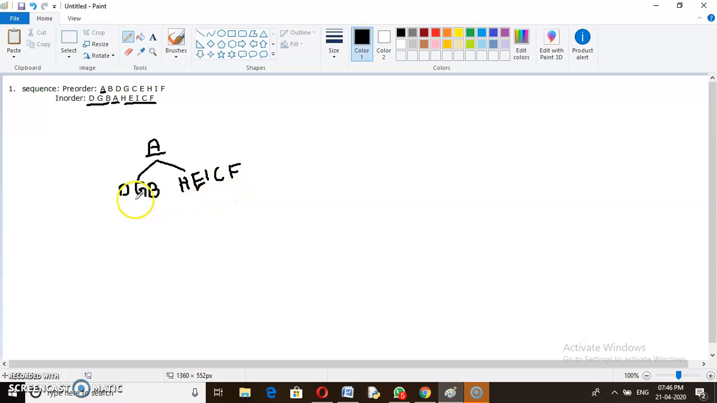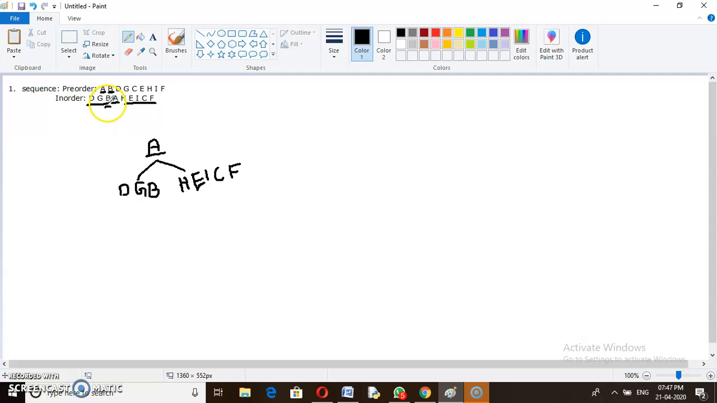Now we need to find out what the root node is within the left subtree and what the root node is in the right subtree. For that you can check the pre-order. Within the D, G, B, the B is first, then D, then G. So B is first. So check where B is in the in-order. B is adjacent to A.